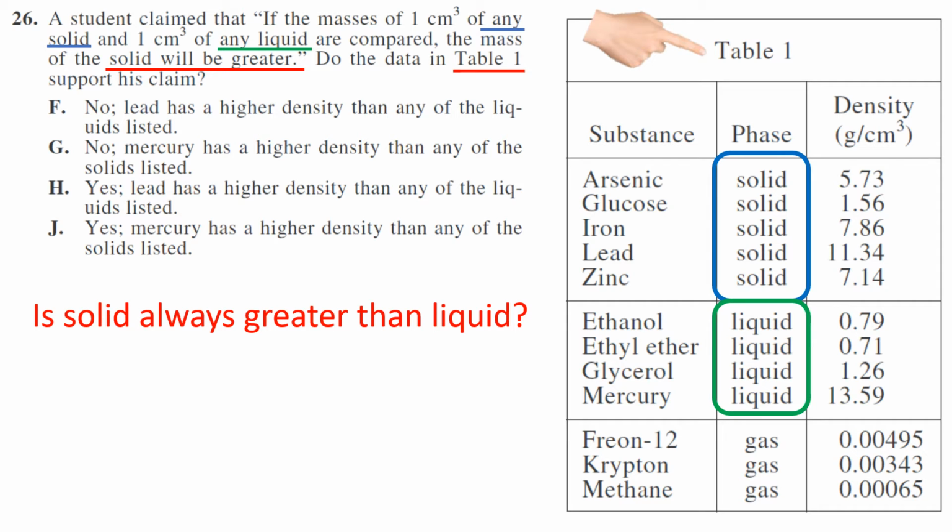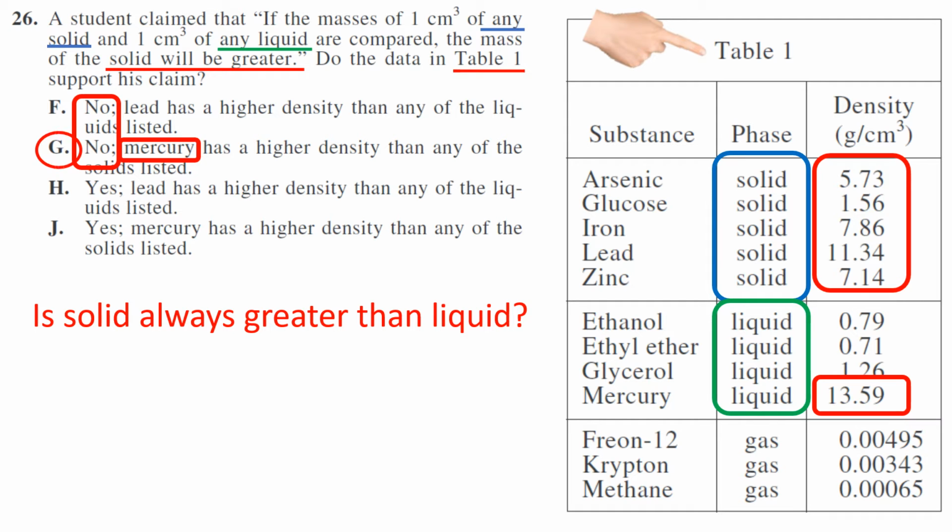So can we prove that correct or wrong? If we see mercury is 13.59, and that's bigger than any of the densities of the solids. So is solid always greater than liquid? No. Why? Because mercury has a higher density. So your answer is G.